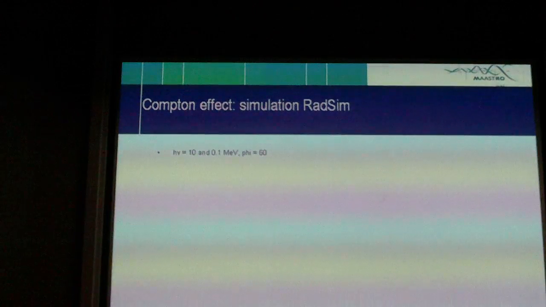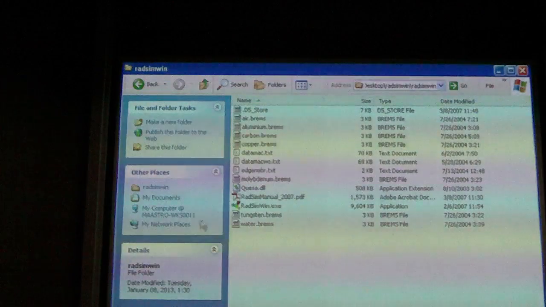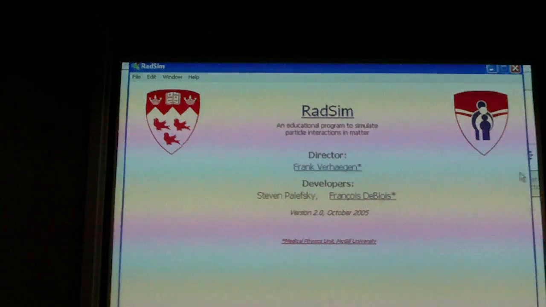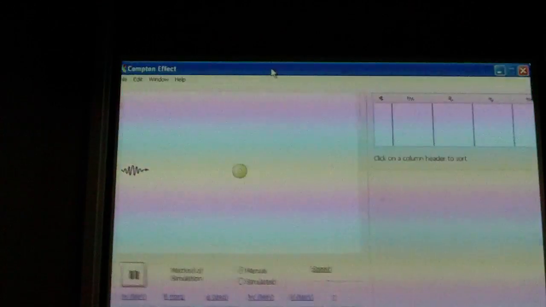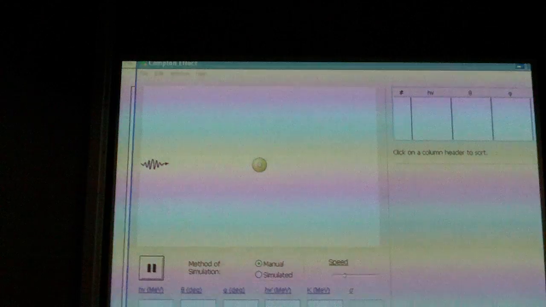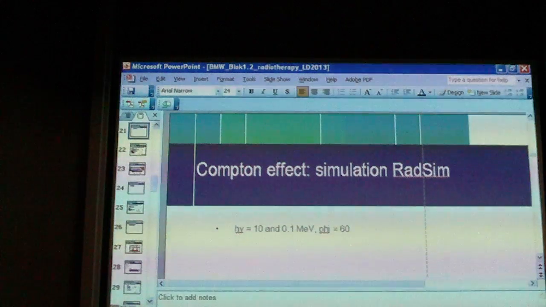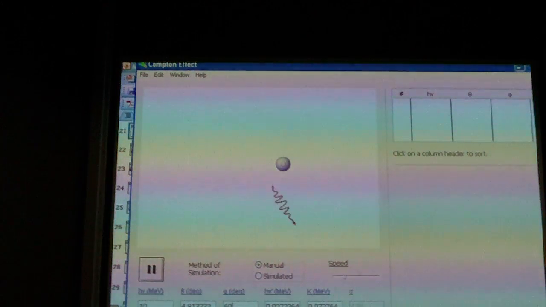I hope this will work. Our physicist wrote a software program where we can simulate all these effects. We're going to work at an angle of 60 degrees for the scattered photon, and we will start with the energy level of 10 mega electron volts. So if you add here 10 mega electron volts and an angle of 60, this is how it looks.